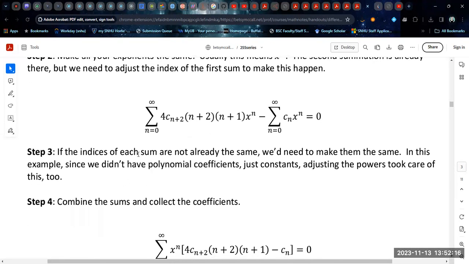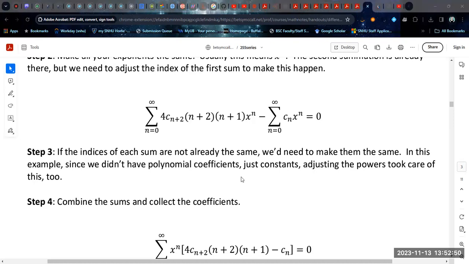Now step 3 is to make sure that, in order to combine terms, the summations are starting at the same number. In this case, by adjusting the x to the n's, we have already made that the case, so we don't need to do anything else here. But if we had, let's say, one of these starting at n equals 1 and one of them starting at n equals 0, we would pull out the one that had the extra term so that they both started at n equals 1. We'll see that in a future example, but for right now, they already agree. So for this step, we don't have to do anything.